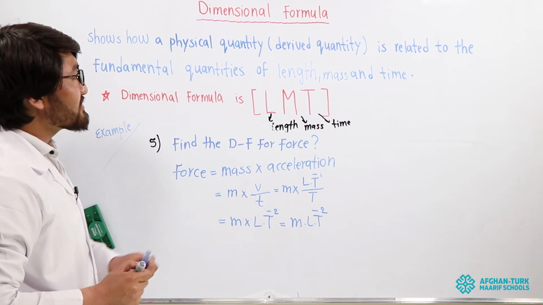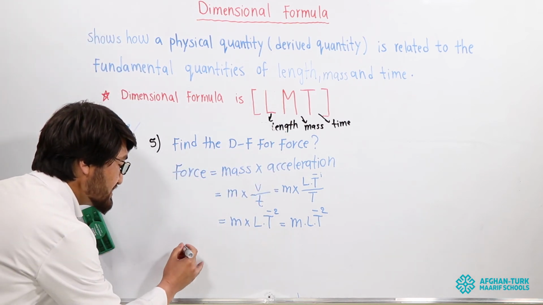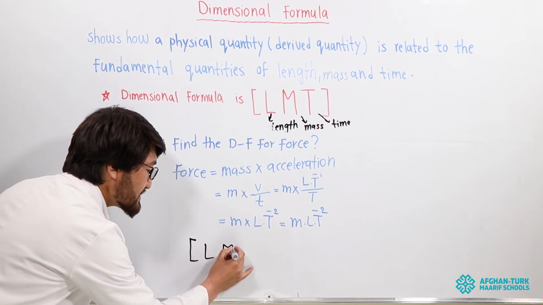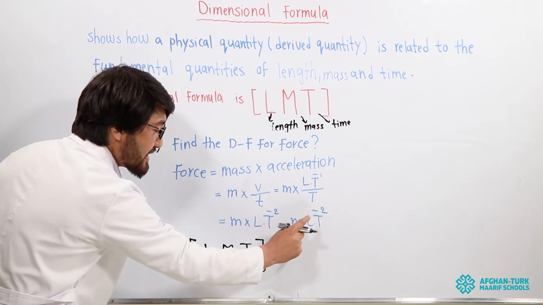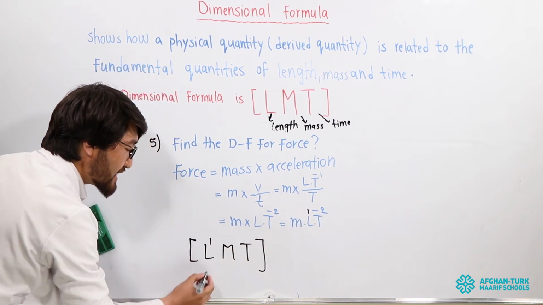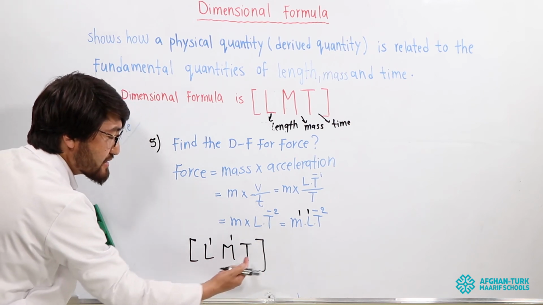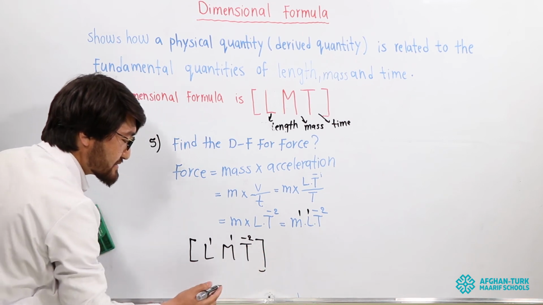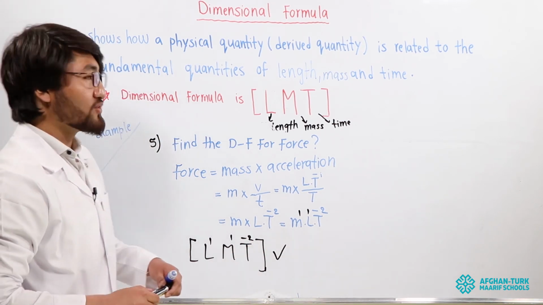Now I will write the dimension formula for force. Look at me. What is the dimension formula? L, m, t. What is the power of L? 1, I put 1. What is the power of m? It is 1, I put 1 here. And what is the power of t? Minus 2, I put minus 2. This is the dimensional formula for force.